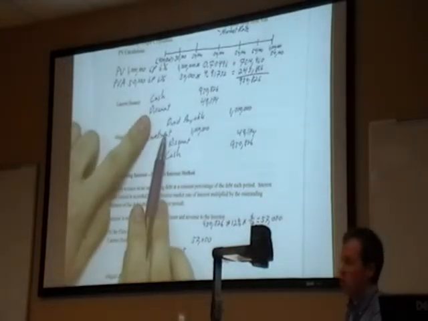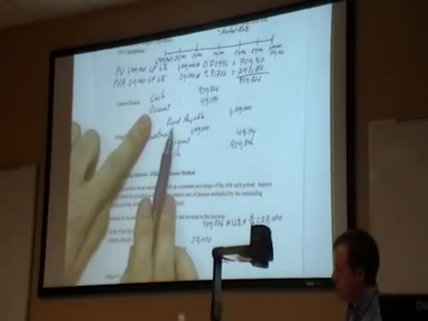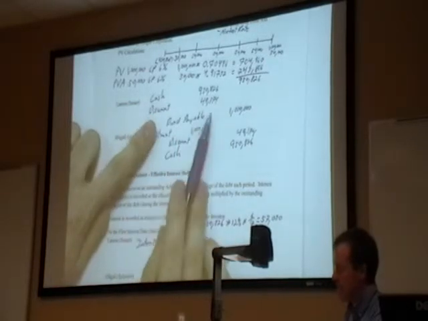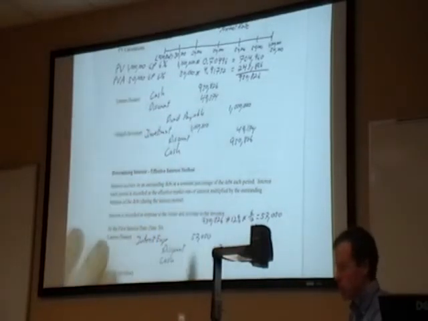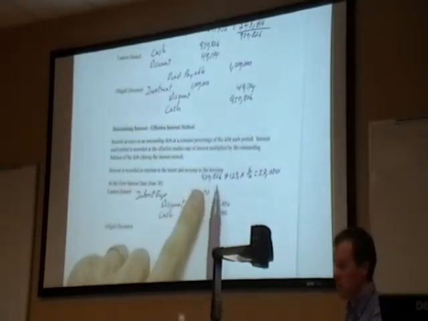So we have the bond payable of $1 million minus the discount of $49,174. That equals $950,826. Nothing has happened since we did this journal entry. So when we get here, it's still $950,826.